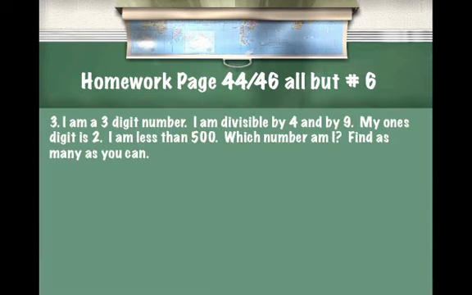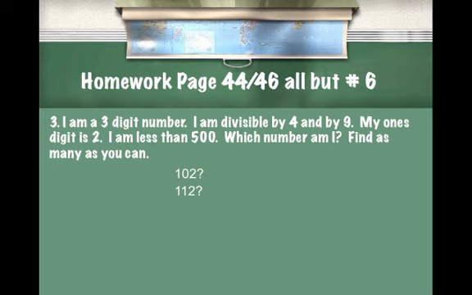Question number 3 was a tough one. I am a 3-digit number. I am divisible by 4 and by 9. My 1's digit is 2. I am less than 500. Which number am I? Find as many as you can. For this, as a strategy, we start from 100 and we go up. The first one you could have that ends in 2 is 102. That is not divisible by 4 or by 9.